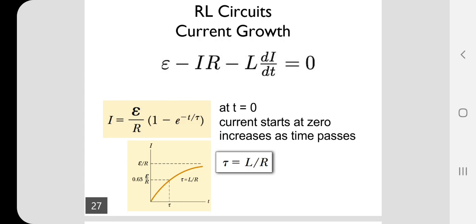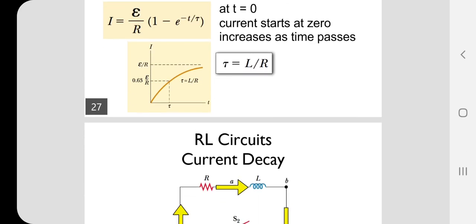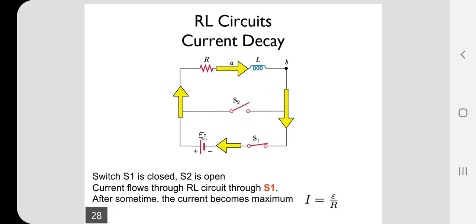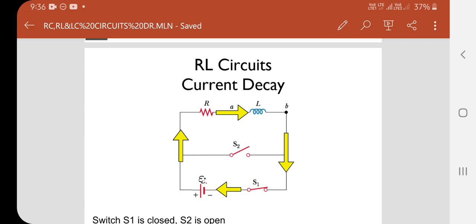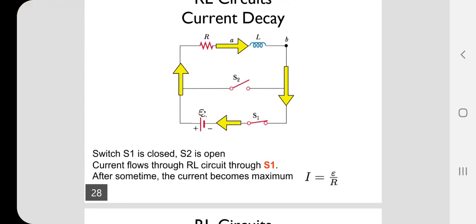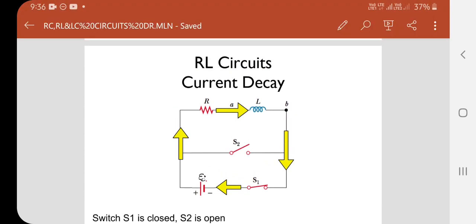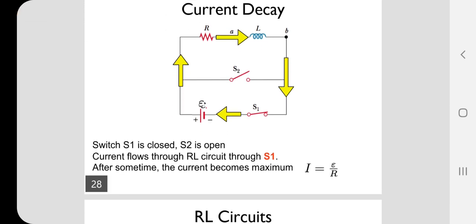Similarly, this is about the RL circuit current decay. Here we take two switches in the RL circuit: switch S1 is closed and S2 is open. The current flows through the RL circuit through S1 only. After some time the current becomes the maximum, I is equal to V by R, because L is short circuited after some time.